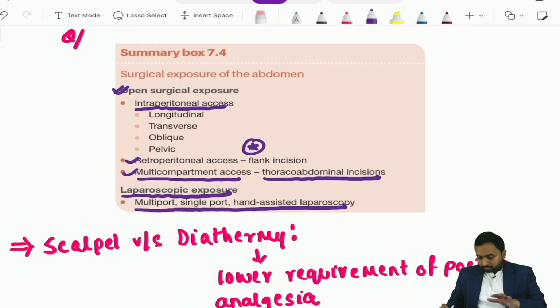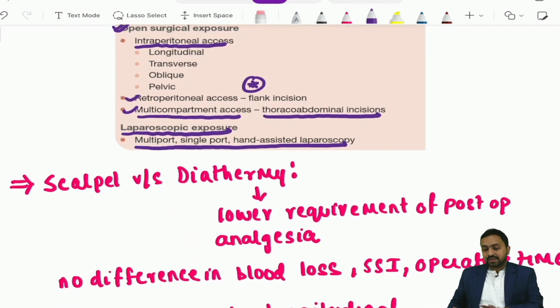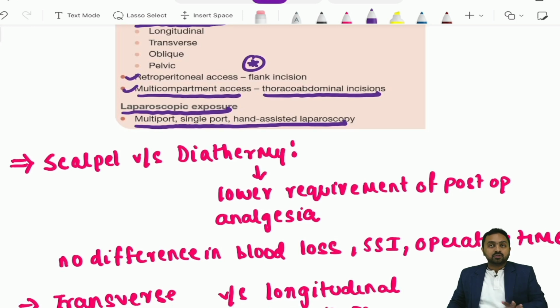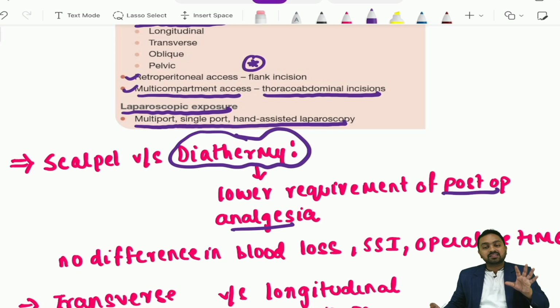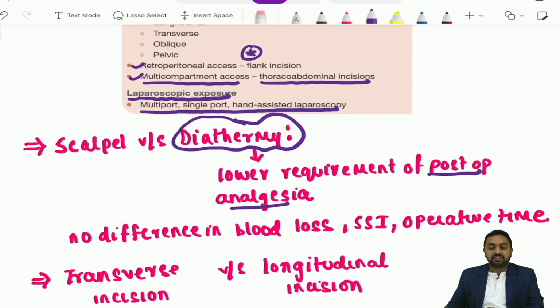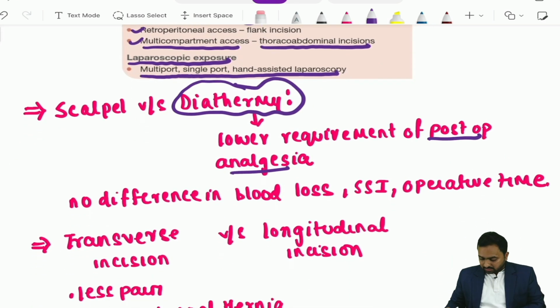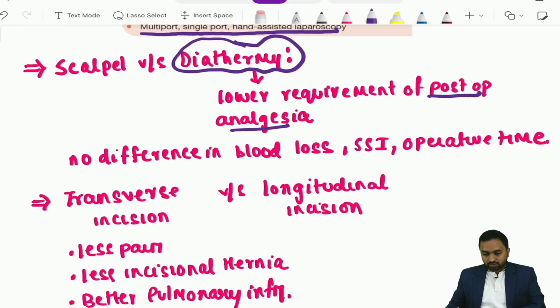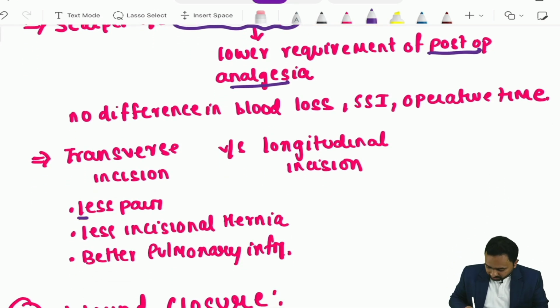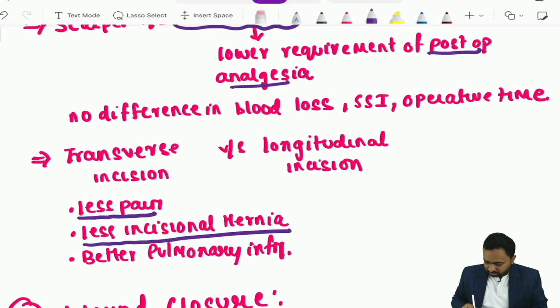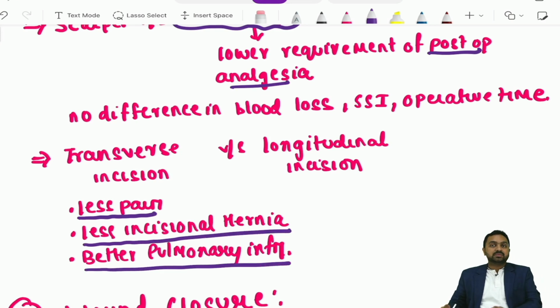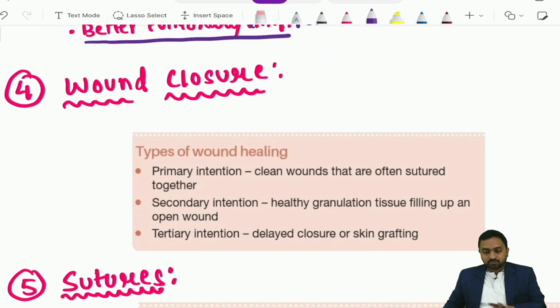Now regarding your abdominal incision, scalpel versus diathermy, it is seen that there is a lower requirement of post-op analgesia with diathermy. However, there has been no difference in your blood loss, surgical site infection, or your operative time. Now with respect to your transverse incision and your longitudinal incision, transverse incisions are associated with less pain, less incisional hernia, and a better pulmonary function.